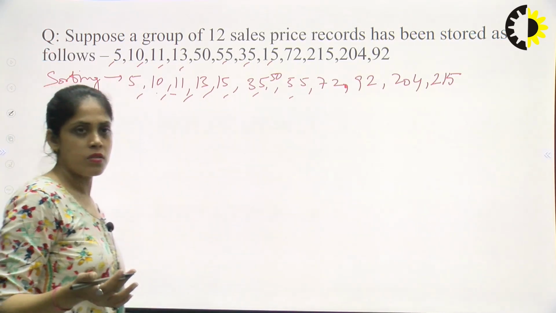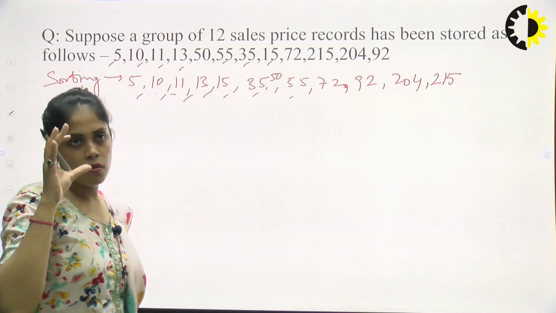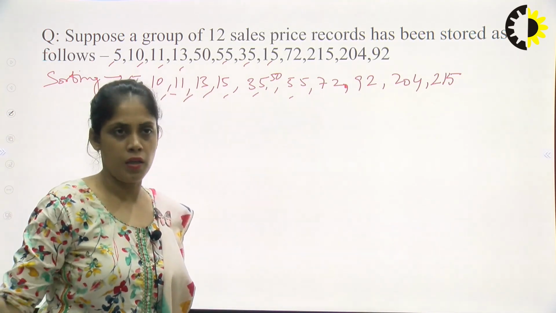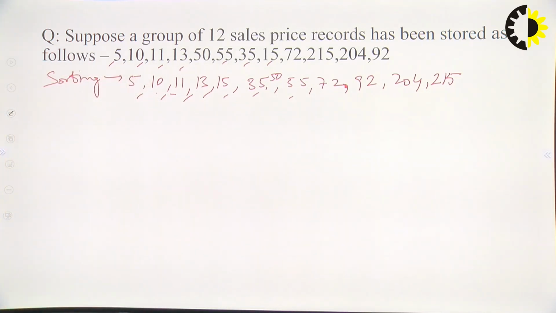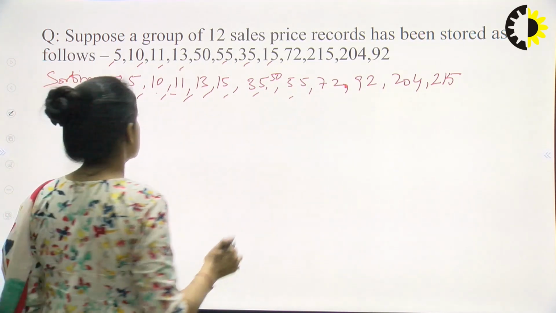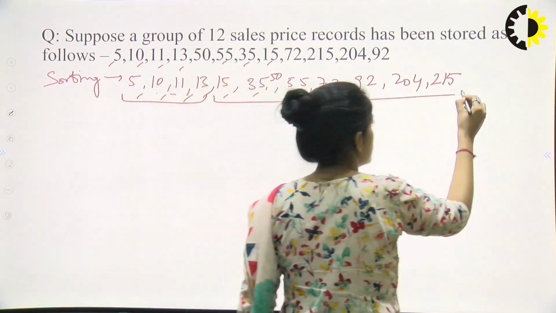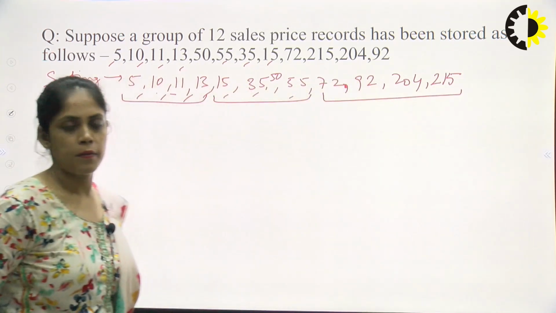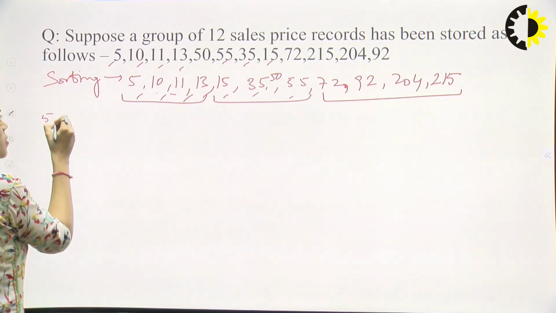Now the next step is we need to perform the grouping or binning or bucketing. For that, let us take a bin with 4 items. 1, 2, and 3. 3 bins will be there. So these are the bins.